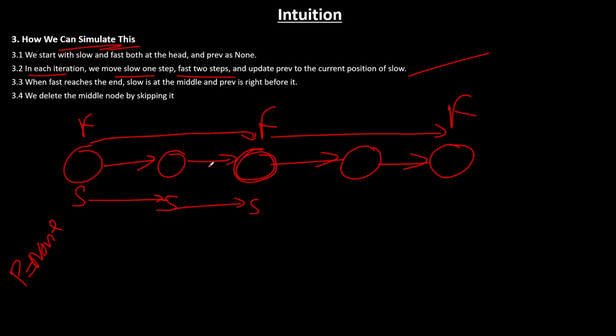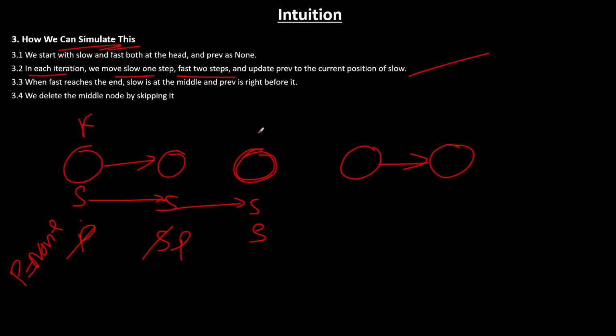Now when slow moves from here to here, previous comes here, right? When slow moves from here to the middle node or the next node, previous moves from here and comes to the node just before the slow pointer. Fine. Now what can you do? You can remove this. Let's remove this.